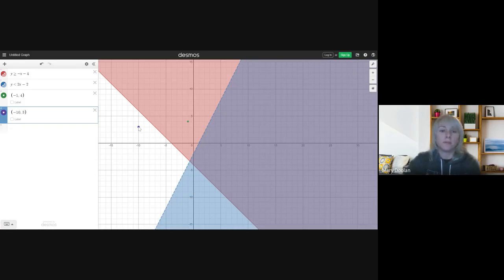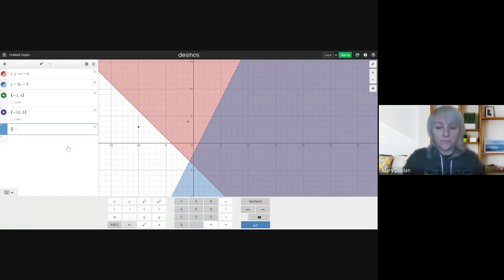Purple point is in the white. Not only is it not in the red and not in the blue, it's not in either one of them. This is not a solution. We're getting closer to the answer, guys. Well, no. Negative 4, negative 7. Where is that at? We're going to add that point now. Negative 4, comma negative 7.